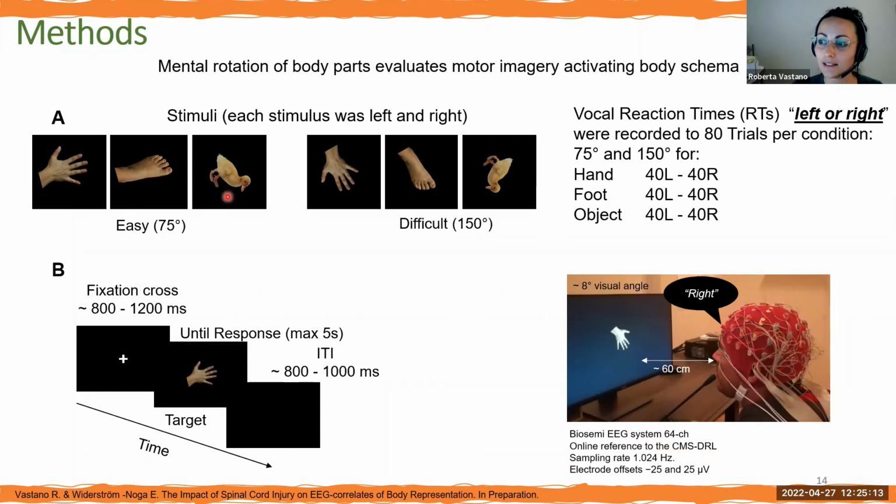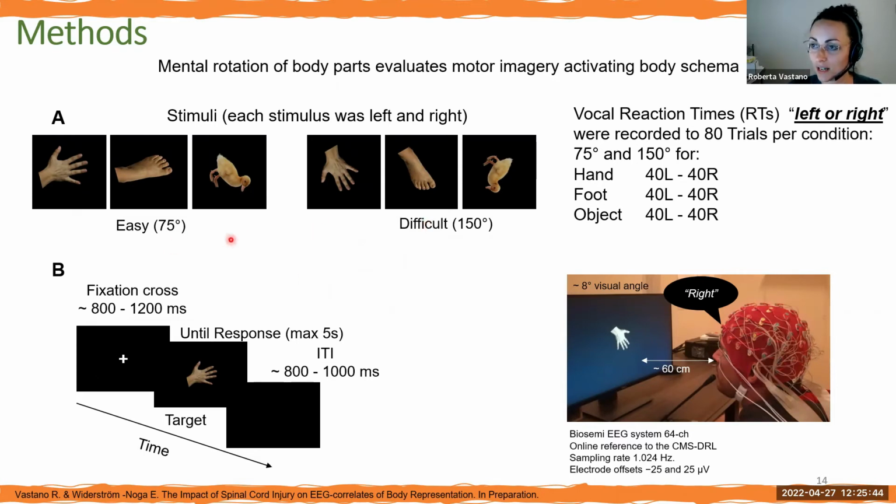They had to tell us as fast as possible if the stimulus that they would observe on the screen was a left or right. The stimuli can be oriented in two rotations, the easy rotation, 75 degrees, and the difficult rotation, 150 degrees. We only chose these two rotations because in EEG we need many trials, and we were not able to do the standard task with the 4 rotations.